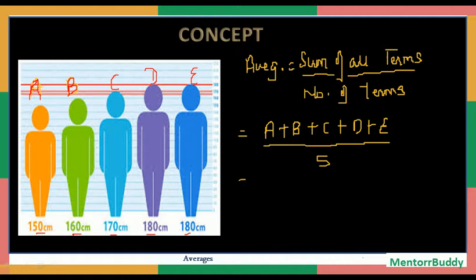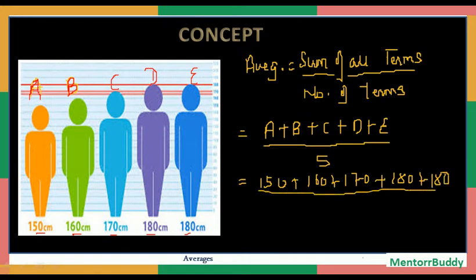Now solving this can be written as 150 plus 160 plus 170 plus 180 plus 180 and dividing the same by 5 is going to give me the average age of the group of 5 people. Solving this further will be equal to 168. So the average age of these group of 5 people, that is A, B, C, D and E, is 168 centimeters. Now applying the same logic in the coming question.